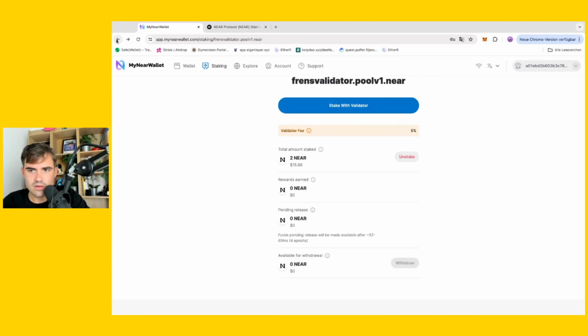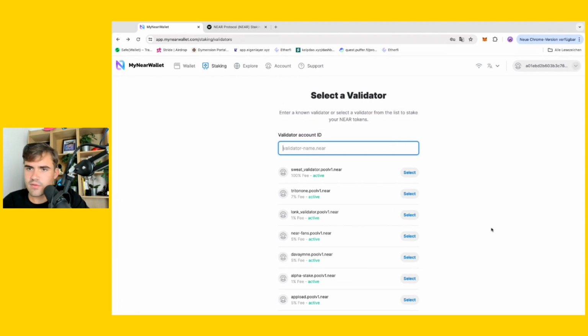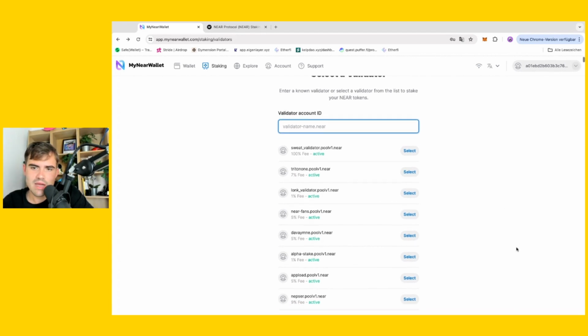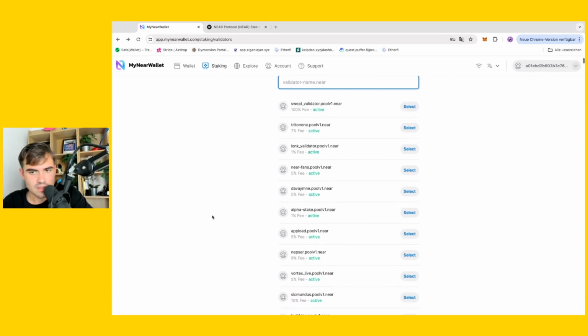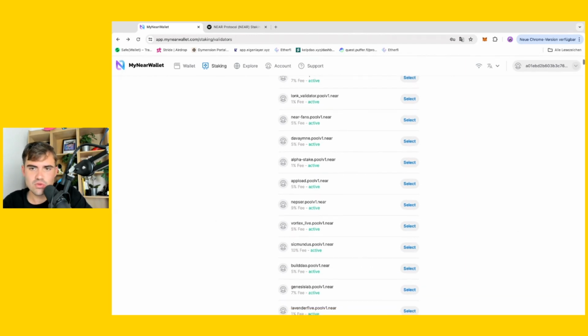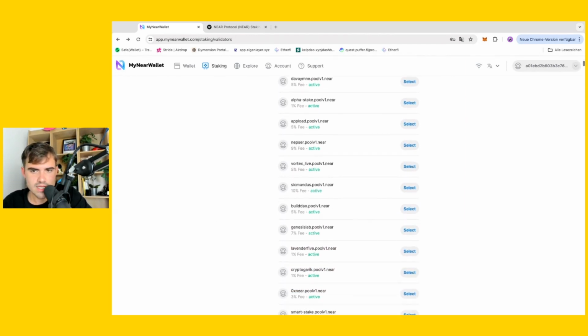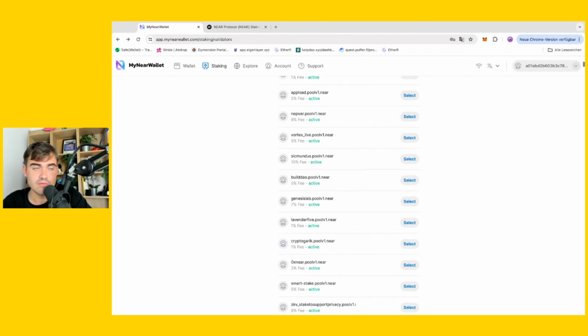So you stake your NEAR with a validator. Currently, again, I just staked 2 NEAR, but if you plan to stake larger amounts, then I highly recommend to distribute your stake to many validators. So I don't know, if you have 10,000 NEAR or something like that, or even 100, then I would go ahead, if you have 100 NEAR, and do 20, 20, 20, 20, 20 to 5 different validators. Why? Well, because of the following.